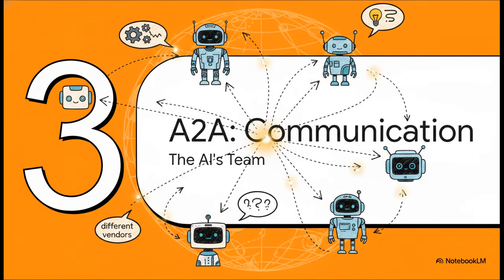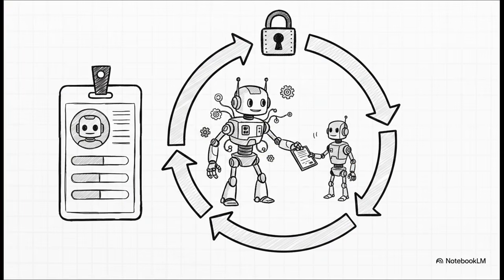All right, Section 3, A2A, the communication layer. If MCP is the hands, A2A is the AI's team. So Google launched A2A to tackle a really specific headache. How do you get agents built by entirely different vendors to actually talk to each other? Well, it solves this using what they call agent cards. You can think of these as public resumes for AI agents. They list out an agent's capabilities and its API endpoints.